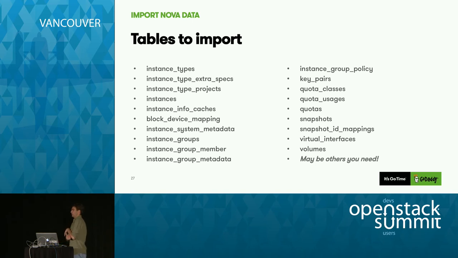This is the list of tables that we had to do. There may be some others that are necessary depending on what you've got going on. For instance, we use Neutron, so we don't use any of the Nova Security Group stuff, so I'm unsure which tables exactly you have to get for that. Similarly, we don't use Cinder yet, so we don't have any volumes in the Nova database. If you use Cinder, you're going to have to bring those in, but that table literally has nothing in it for us. So this is one of those things that, if you're going to do this, you have to test it and make sure that you get everything that you need imported into that higher level database.